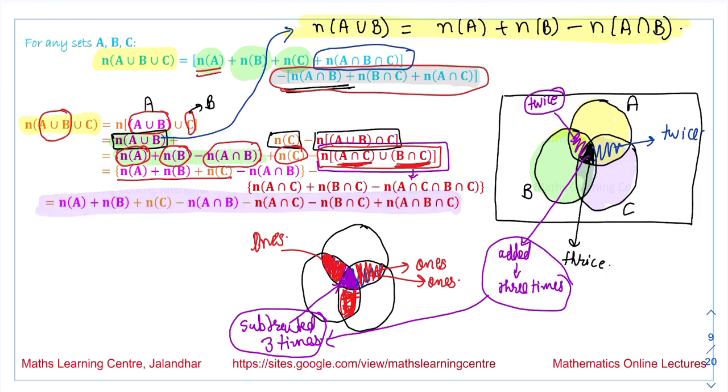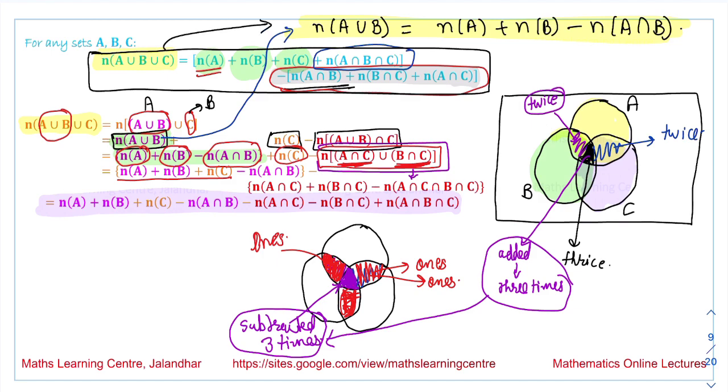So you must remember this formula. When we are talking about the number of elements in A union B union C, we have generalized this formula: it is n of A plus n of B plus n of C minus, we have subtracted the terms by considering the intersection of two sets and added the term by considering the intersection of three sets. Now next we have a problem based upon these formulas.